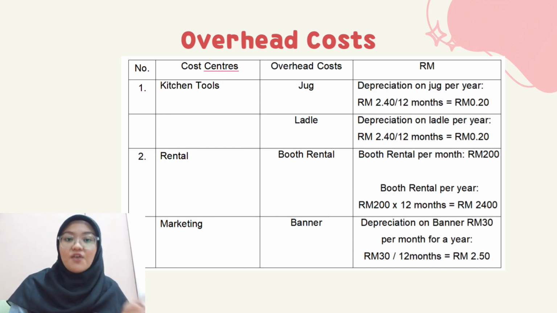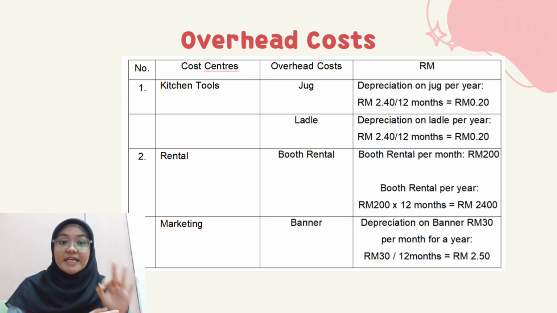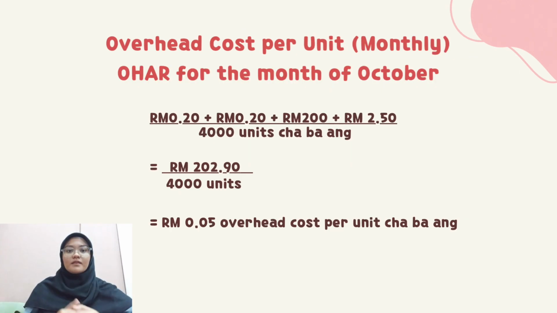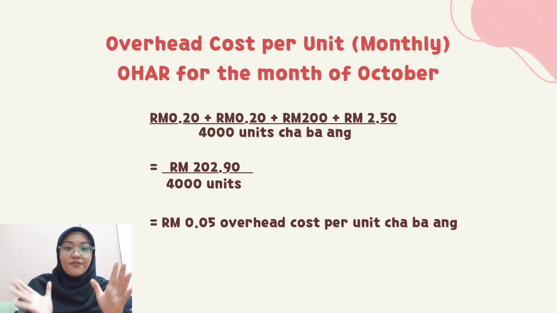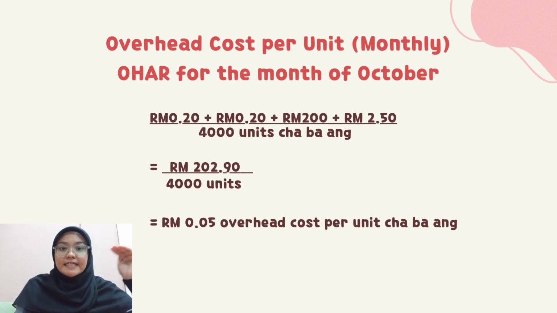Next is the marketing. The banner costs 30 ringgit. The depreciation on the banner per year is 30 ringgit divided by 12 months, so we get 2 ringgit and 50 cents. Here is the overhead cost per unit, monthly OHAR, for the month of October. After we have calculated the depreciation for all of the overhead costs, we can add them all up and divide by the target units for the month of October.